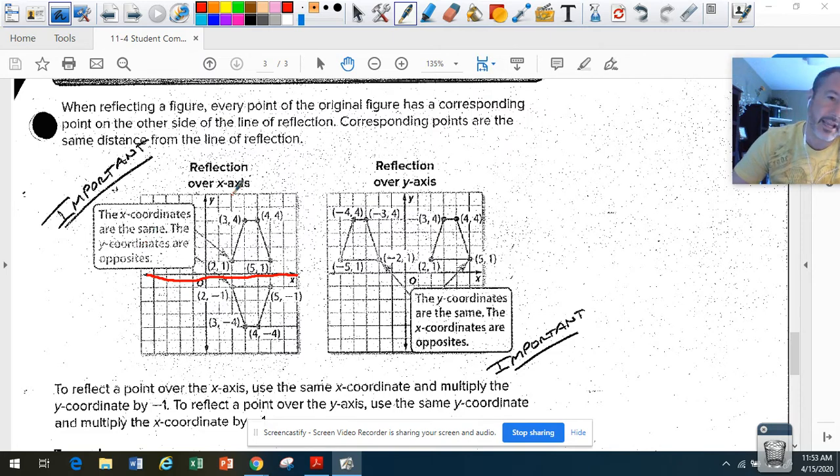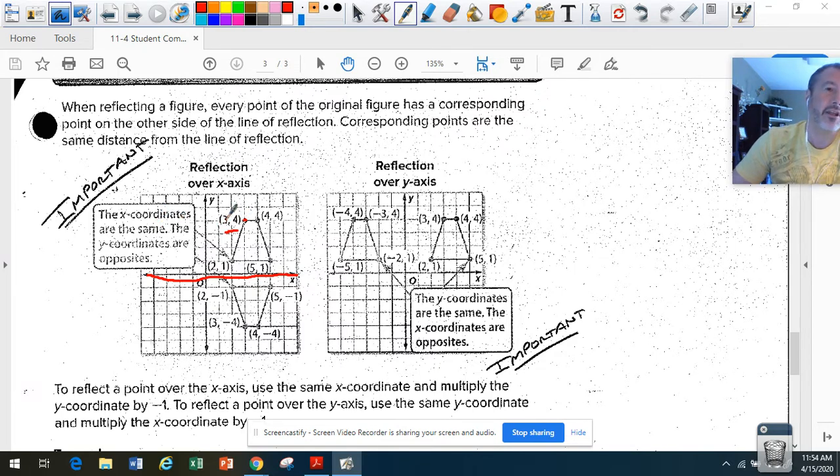Okay, so if we take a look here, let's take a look at this point here. This point here is located at 3, 4. Since this point is located at 3, 4, and we want to reflect it across this x-axis here, this rule says the x-coordinate remains the same, but the y-coordinate is the opposite.